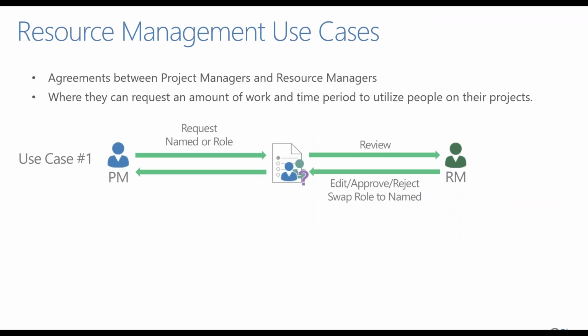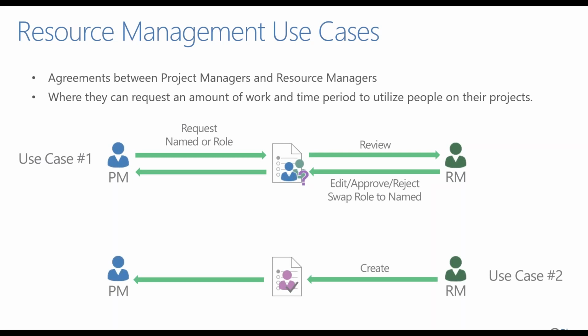And the resource management use cases that we typically see is one where there is a matrixed organization, where you have a project manager who would basically determine a named or role resource that they need for a project, and that would serve as a request. And that would be a proposed type of allocation that would then get reviewed by a resource manager, and that resource manager would then edit, approve, or reject, or swap that generic resource request for a named individual based upon the availability that shows up in the system.